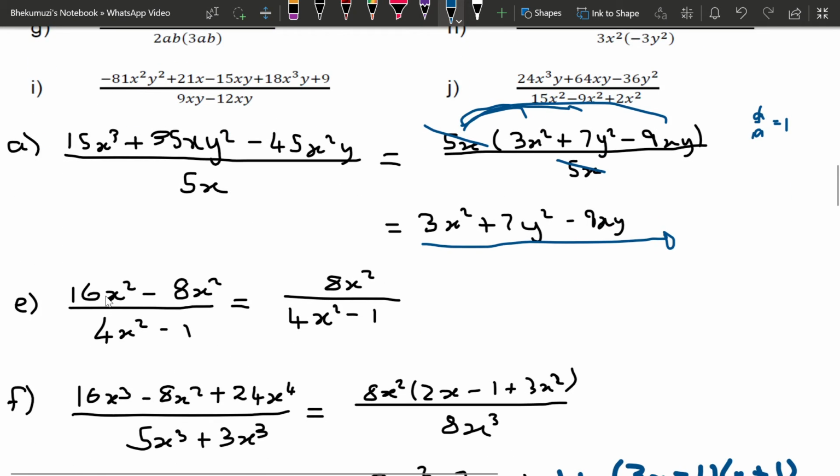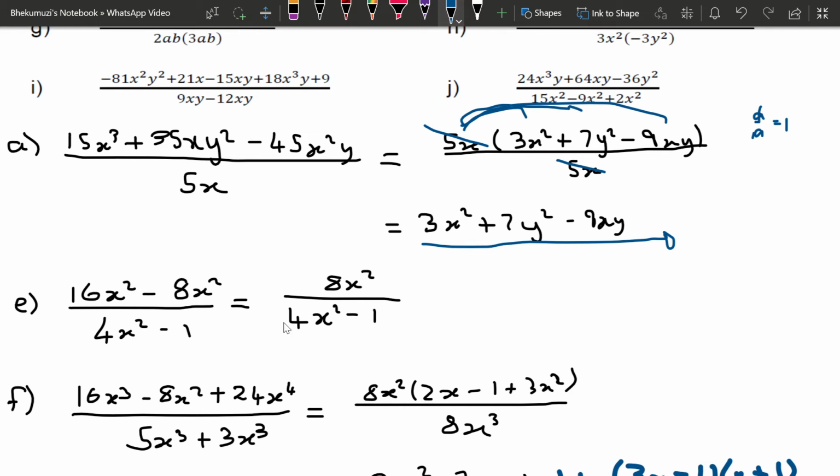And then we have another one here where e says 16x squared minus 8x squared, all divided by 4x squared minus 1. But now the first thing you need to notice is that at the top you actually have like terms, because the variables are the same. It's x to the power 2 and x to the power 2. So you would say 16x squared minus 8x squared, and that will give you 8x squared.